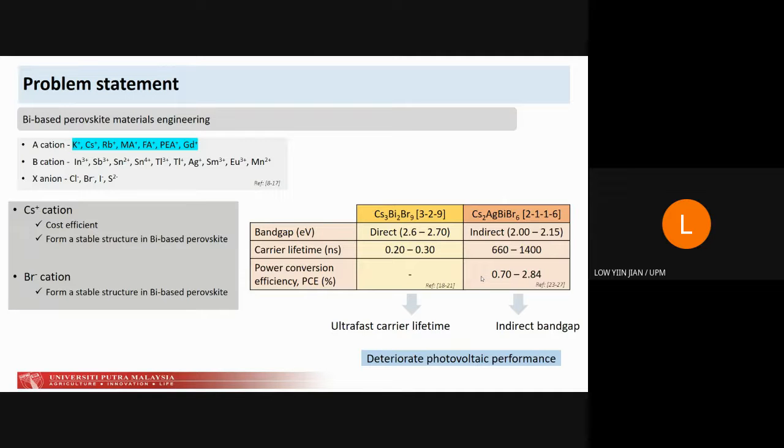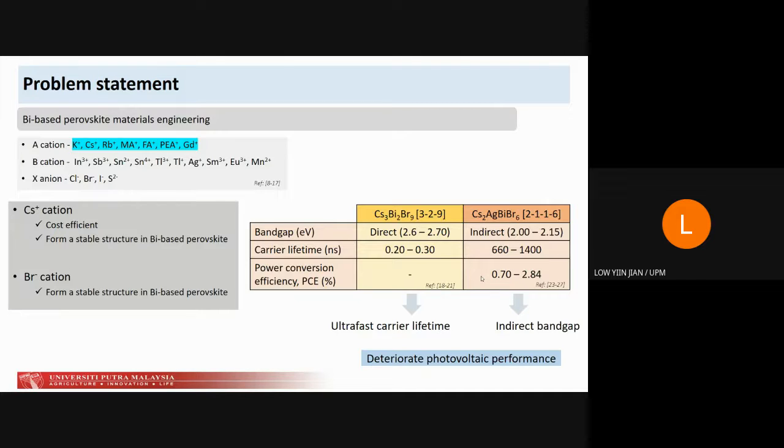And due to the consideration of production cost, material scientists are more likely to engineer the perovskite material through the A cation rather than the B and X anion. And among all of the A and X ions for the bismuth-based perovskite, cesium and bromide stand out the most due to their stability in the bismuth-based perovskite, making them the most studied structure in the bismuth-based perovskite material.